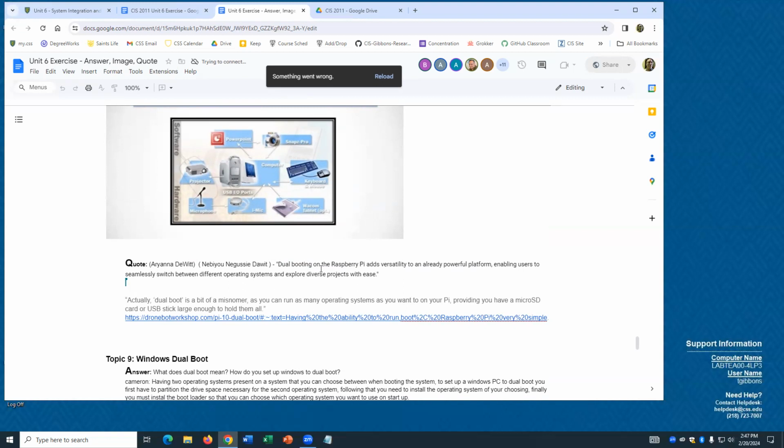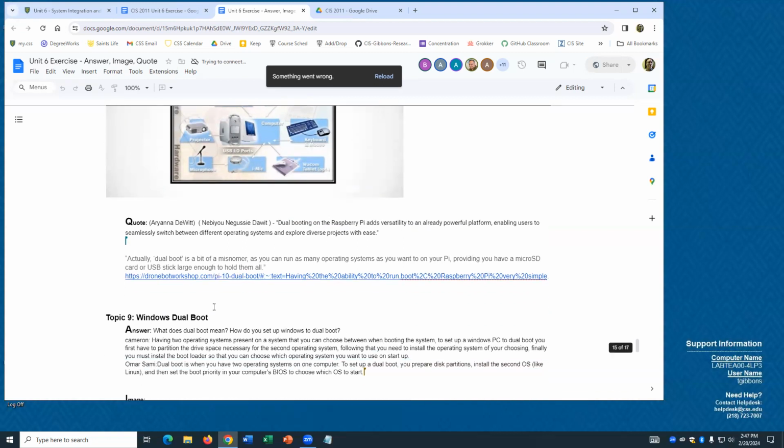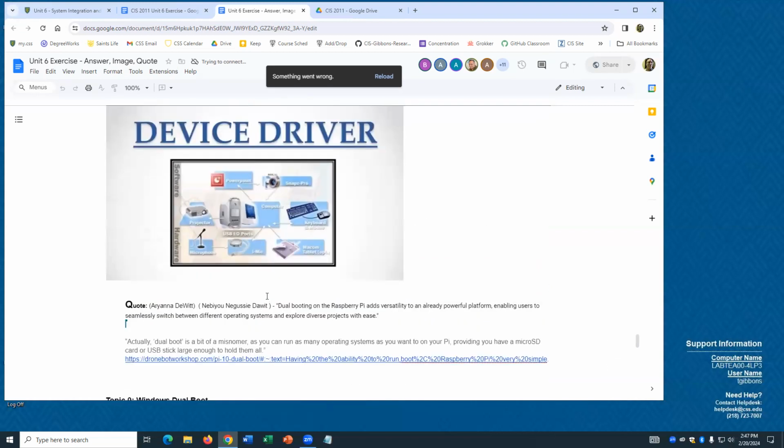So I see we got stuff on here for what dual booting does, but I don't think we have any links to the actual software. So next week, when we start looking at operating systems, we'll talk about some actual software that you can load in.